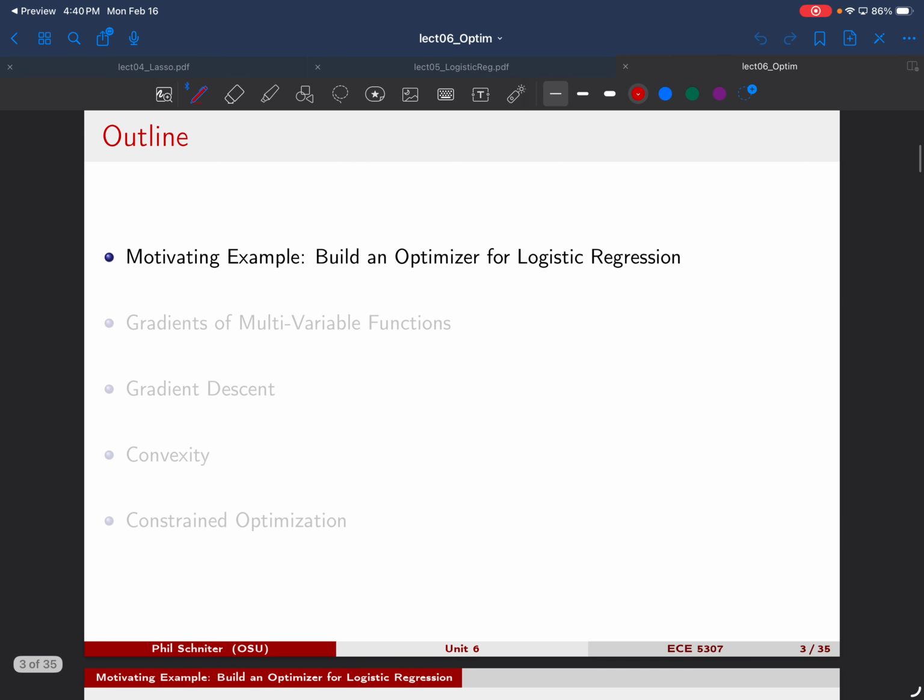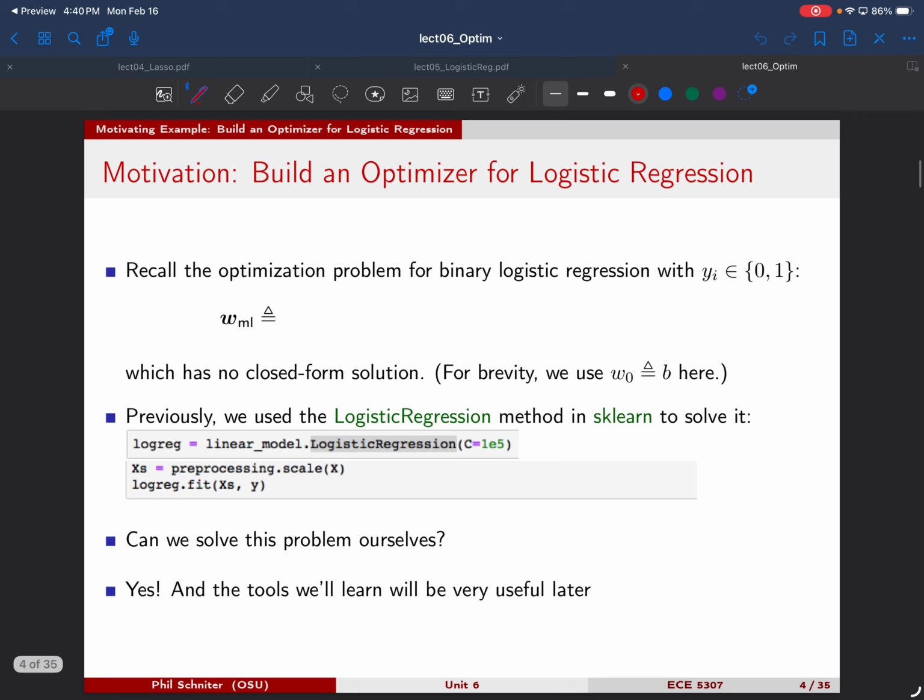And our motivation basically builds on what we just saw in our classification unit, where we said that to train our logistic regression model, we have to solve a challenging optimization problem, something that we don't know how to do. We know that scikit-learn can do it, but maybe this is good for us to study a little bit more about it as well.